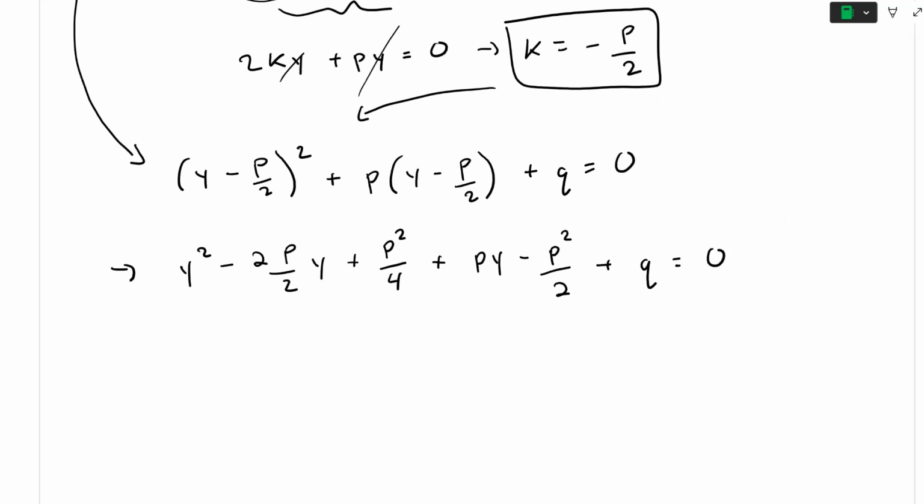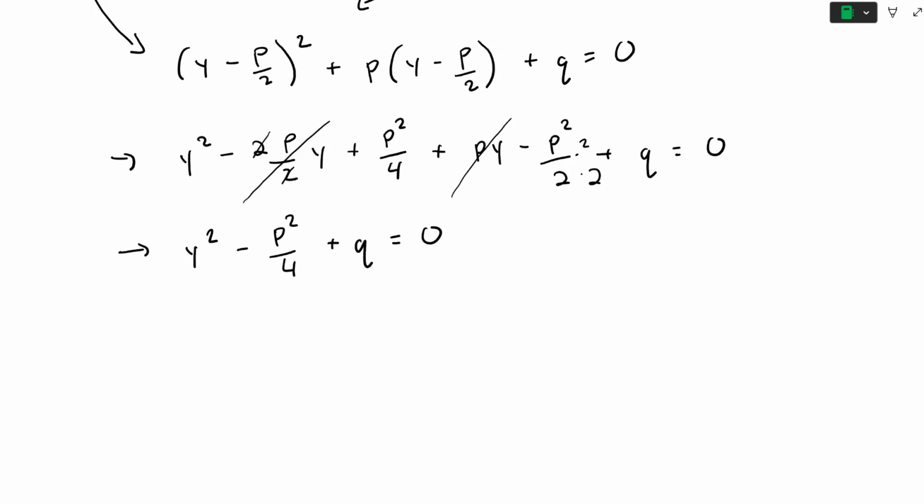Now the next step here is, this is going to cancel with this. We're going to have a negative py and a py, so these cancel out. And now this one here, we're going to have a p squared over 4, and this one's a negative p squared over 2. So multiply top and bottom by 2 so that we get 4 in the denominator. Then we get y squared plus p squared over 4 minus 2 p squared over 4, so we're going to have a negative p squared over 4, and then plus q equals 0.